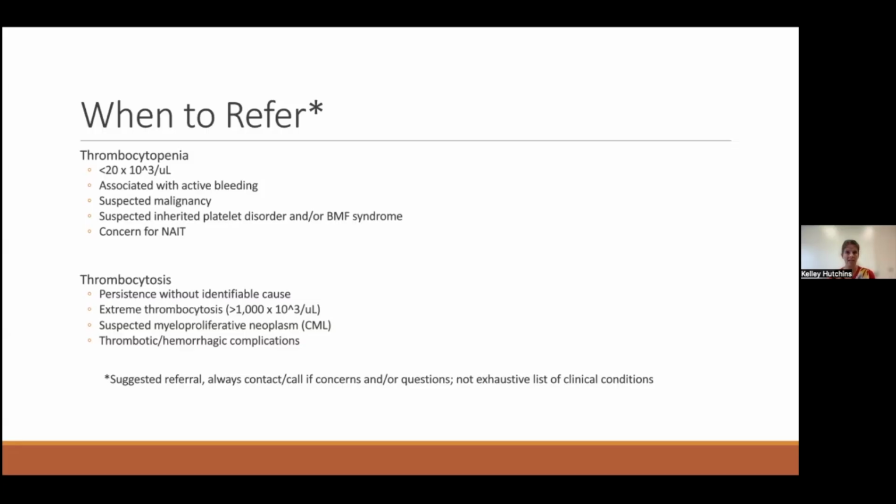Persistence, though, without any identifiable cause could be cause for concern, right? If someone's constantly above 1 million and are otherwise well, that really shouldn't be a thing, right? You have to have some underlying reason for why that's happening. Again, suspecting either a malignancy like CML and/or if it's associated with any kind of thrombotic or hemorrhagic complication.